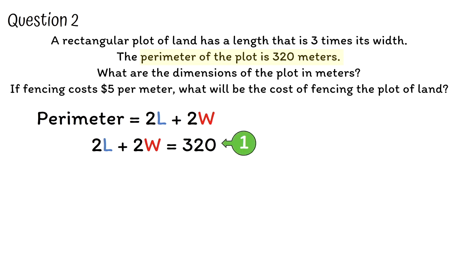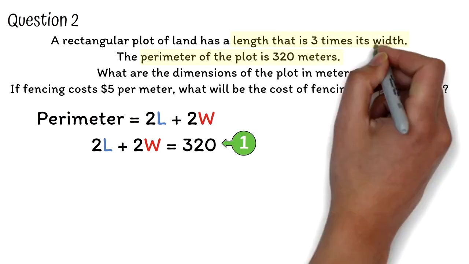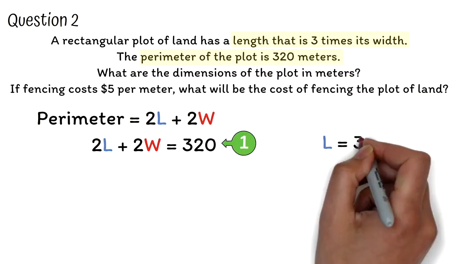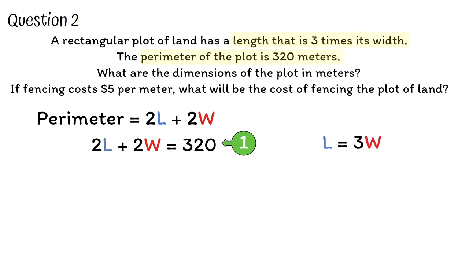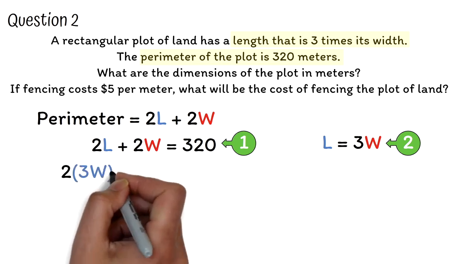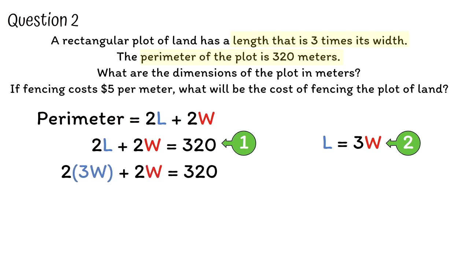We also know that the length is 3 times the width. So we have L equals 3W. Let's call this equation 2. We can replace the L in equation 1 with 3W, since we know L equals 3W. We have 2 times 3W plus 2W equals 320.